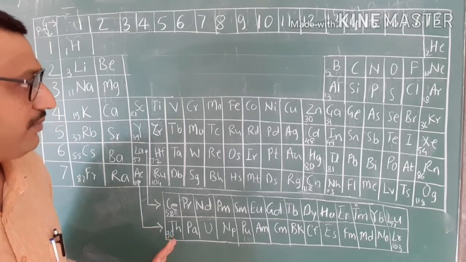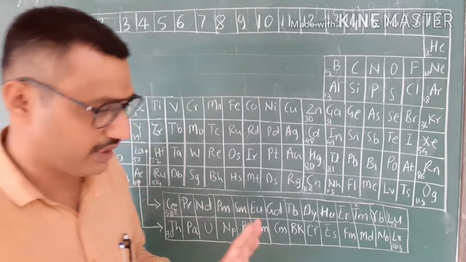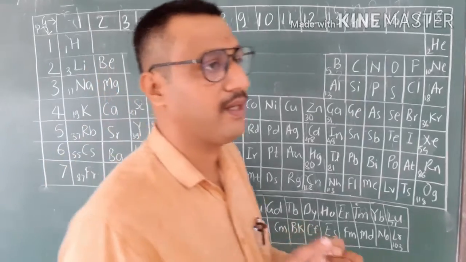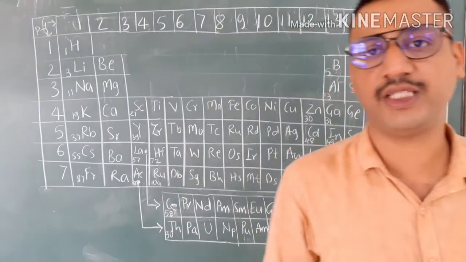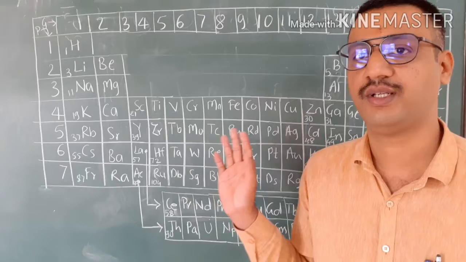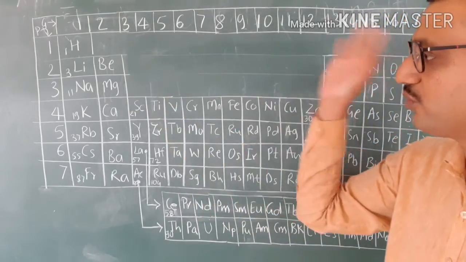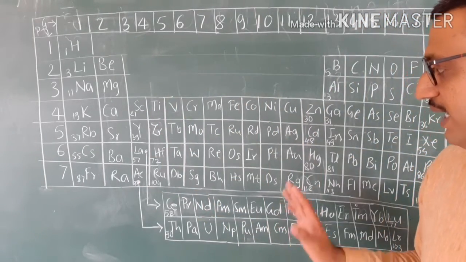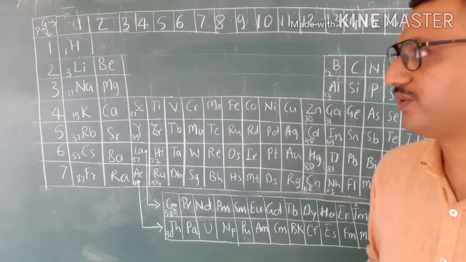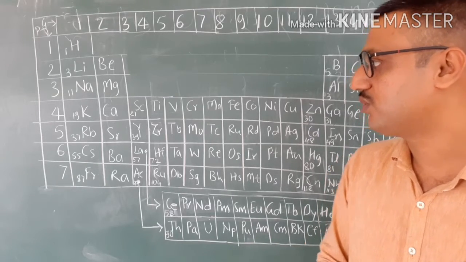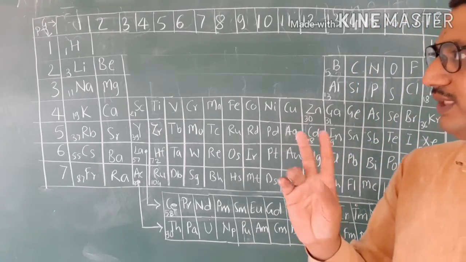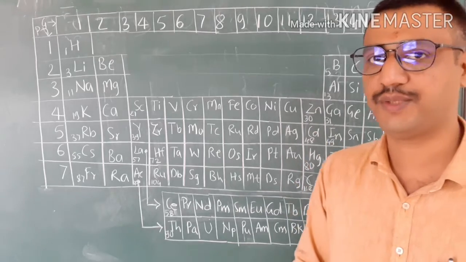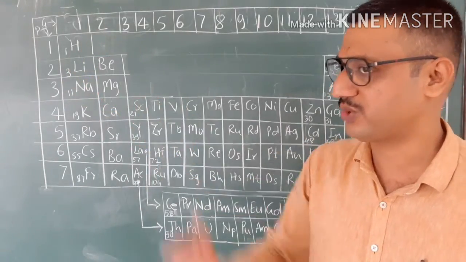So this is what I told about the s, p, d, f block elements: the group numbers, how many groups, how many periods. There are 18 groups and 7 periods, and I told the names of the elements. Okay. So we'll see about two or three things. First one is the position of hydrogen.